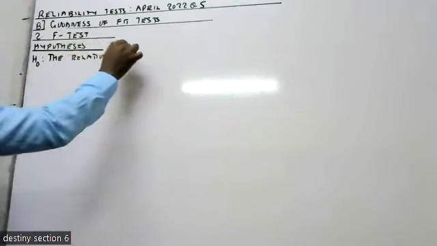So the first step is hypothesis, and this one you can cram, it always remains that way. The second step, if you remember, is called significance level.